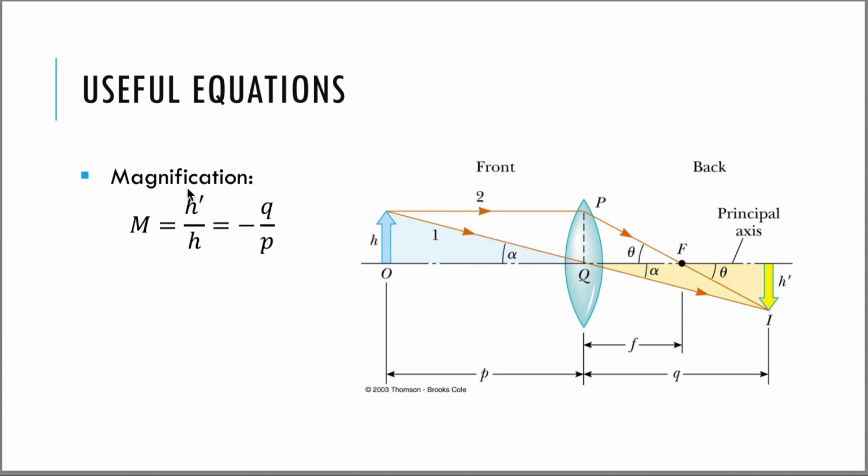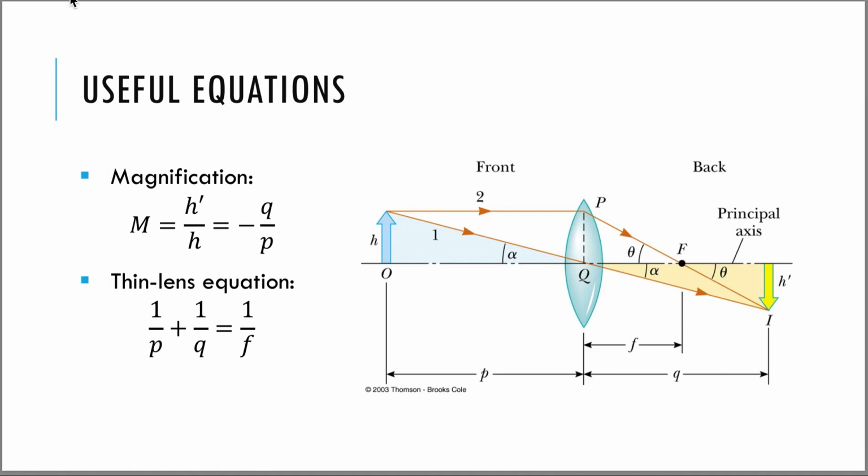The first one is the magnification equation, looks identical. Magnification is given by the image height over the object height, right? It tells you how much bigger or how much smaller your image is compared to your object. And it's also equal to negative Q over P. When you do a ray diagram for lenses, you get similar triangles, this blue and this orange one, that ends up relating those quantities and the ratios are equal.